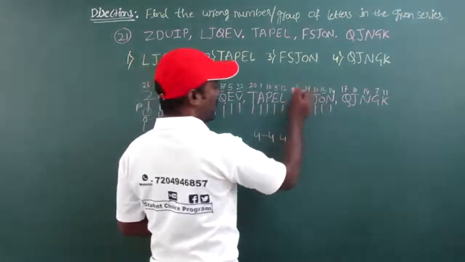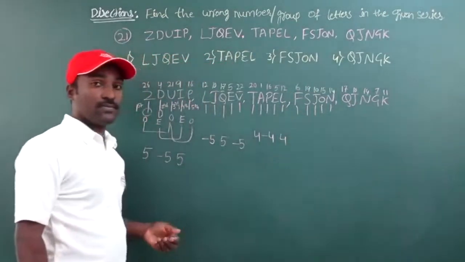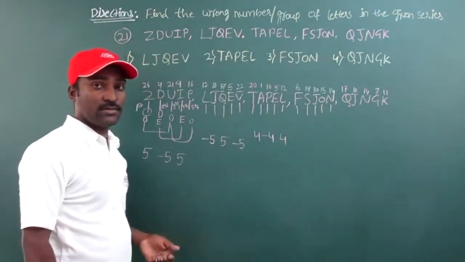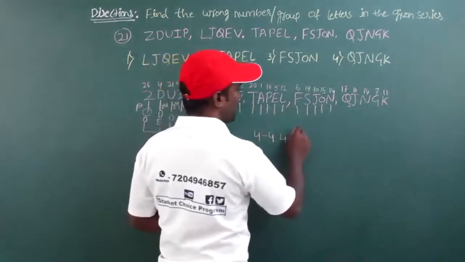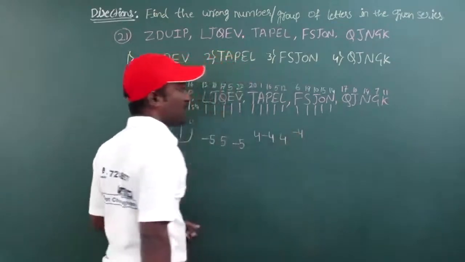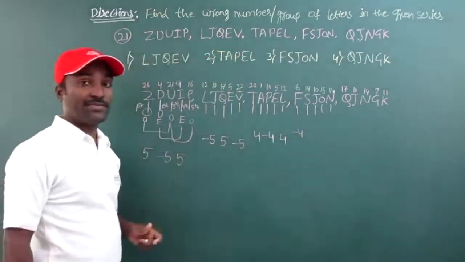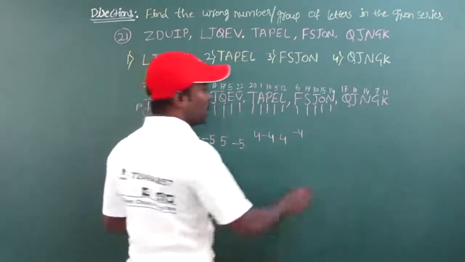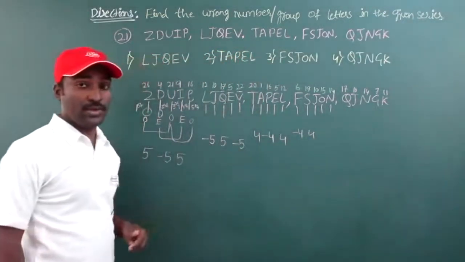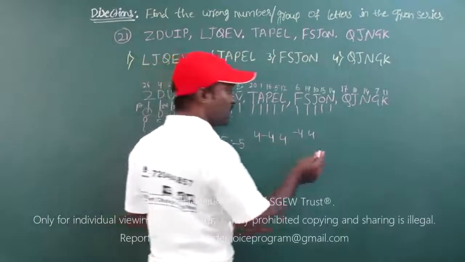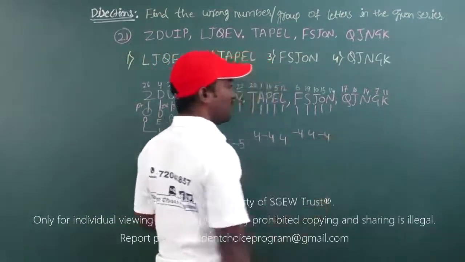6 minus 10. What is 6 minus 10? It is minus 4. Now what is 19 minus 15? Yes, it is 4. Now what is 10 minus 14? 10 minus 14 will give me minus 4.